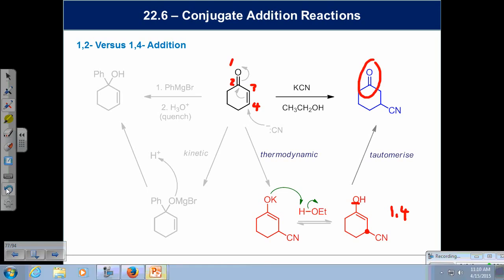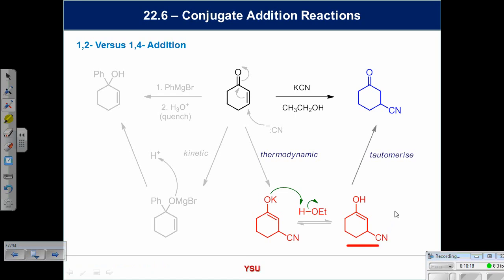So you'll get lost here a little bit if you're not careful. You do addition at the 1,4 positions, and you get the carbon-carbon bond formed in that position right there, and that is not the actual product. That is not what you isolate. That is going to tautomerize and give you this ketone back.